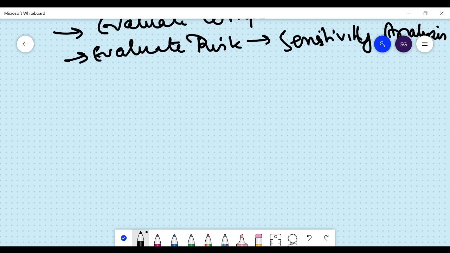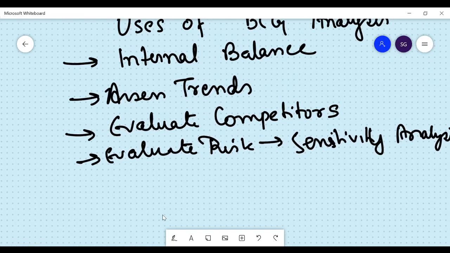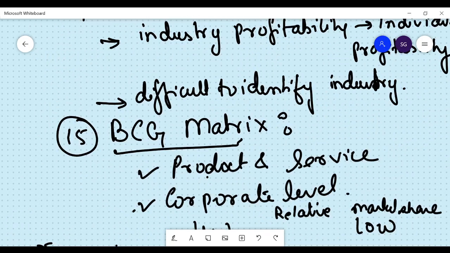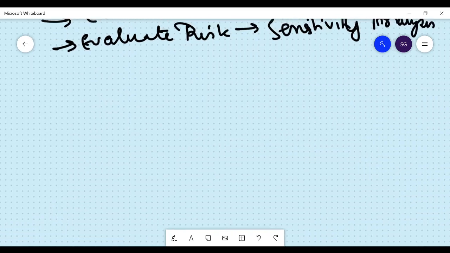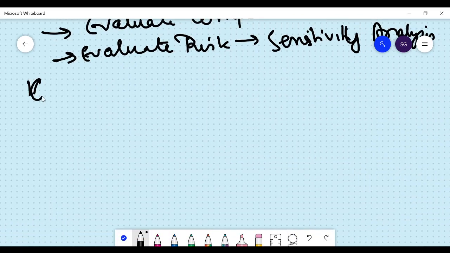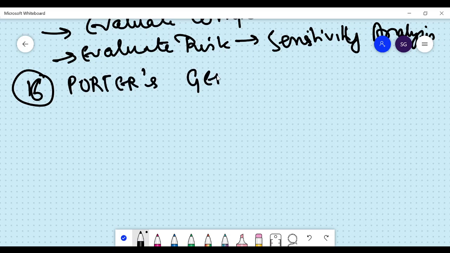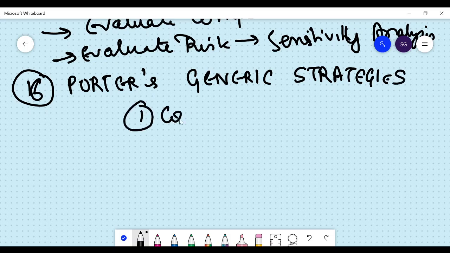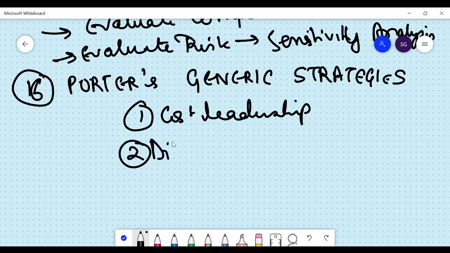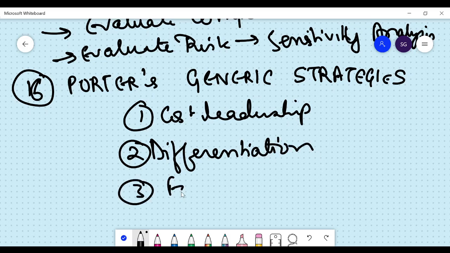Next topic is point number 16, Porter's generic strategies. Porter says that there are 3 generic strategies: cost leadership, differentiation, and the third one is focus.